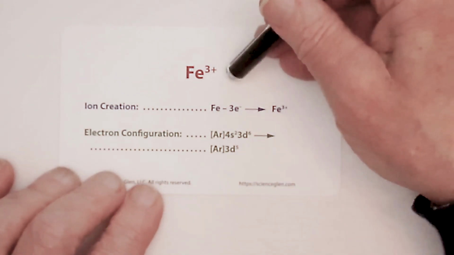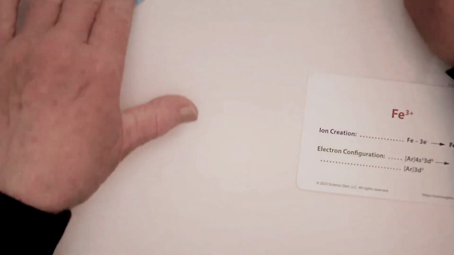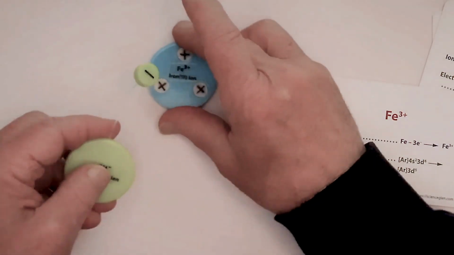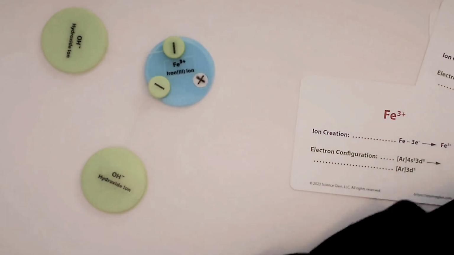Now in a similar way, how many hydroxides do you think would be required for the iron 3? Iron 3 has a charge of 3+. So it's going to need 3 -1s to balance it. So it's going to need 3 hydroxides now. So we could click that together.